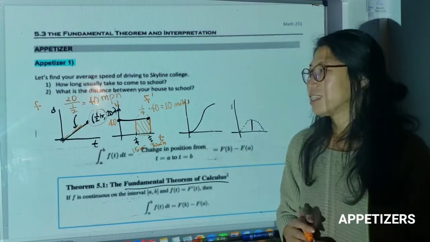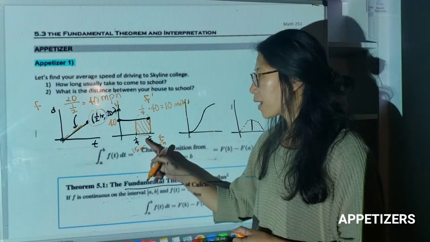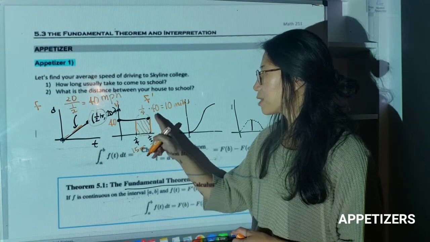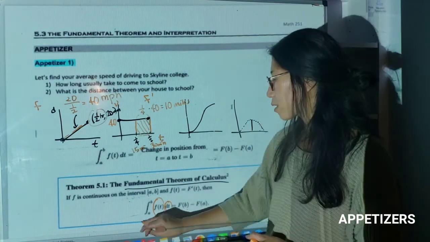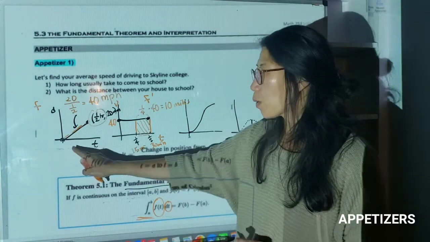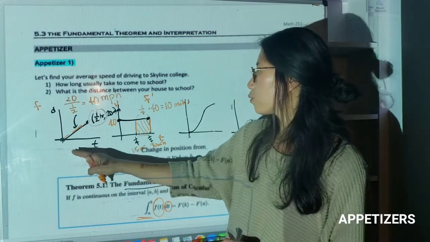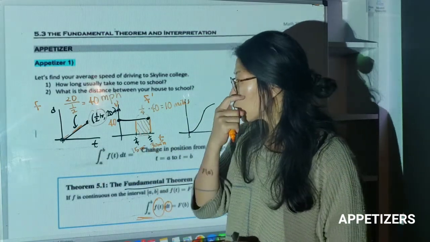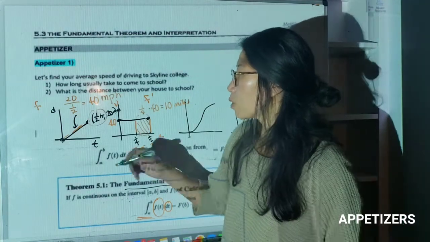Okay. Now I want you to see how we approach this one. We approached it by multiplying base times height, and then all those rectangles we added from A to B. Now look at the other part: if I'm just using the original function, then how am I going to find the distance traveled? You have to see very carefully.